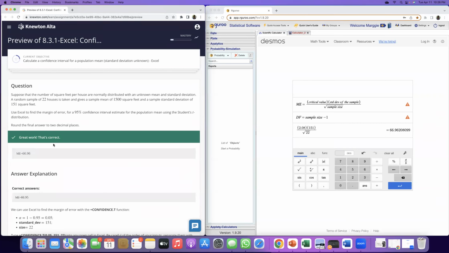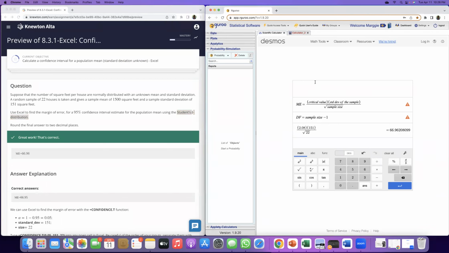All right. So again, to find the margin of error, this is the formula that you need all the time. It's the same. Critical value times standard deviation over sample size. The critical value for the margin of error for the confidence interval when the standard deviation is not known. So we use student t distribution. To find that value, we go here.